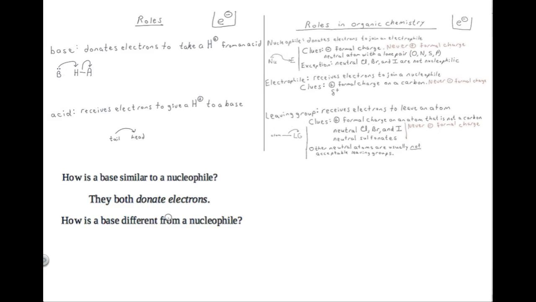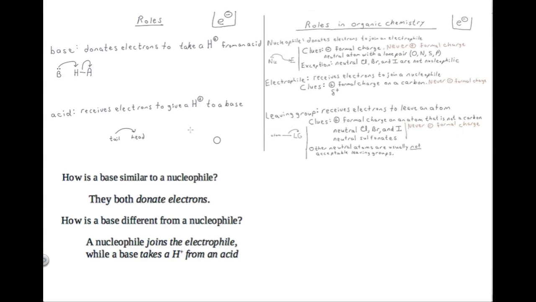How is a base different from a nucleophile? Here's the answer. A nucleophile donates electrons to join an electrophile, whereas a base donates electrons to take a proton from an acid. So here's how a base is different from a nucleophile. To succeed in organic chemistry, you need to be very clear about how bases and nucleophiles are similar and also how they're different. So you should pause the video and carefully study these ideas.